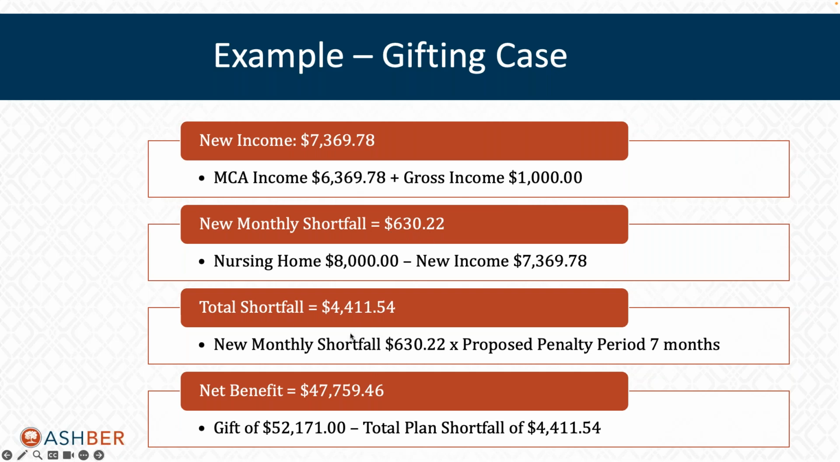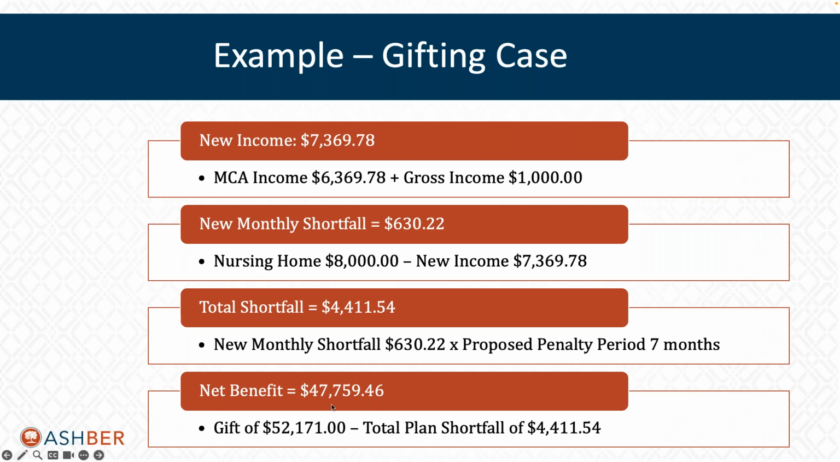So step 9 and step 10 are really easy at this point. You've got the shortfall, and the total plan shortfall of just over $4,400 comes from taking the proposed penalty period and multiplying it by the new shortfall. And then our net benefit for the plan is going to be the $47,559 here. That's done by simply taking the gift amount and subtracting the total plan shortfall established in step 9. So this is step 10 here.